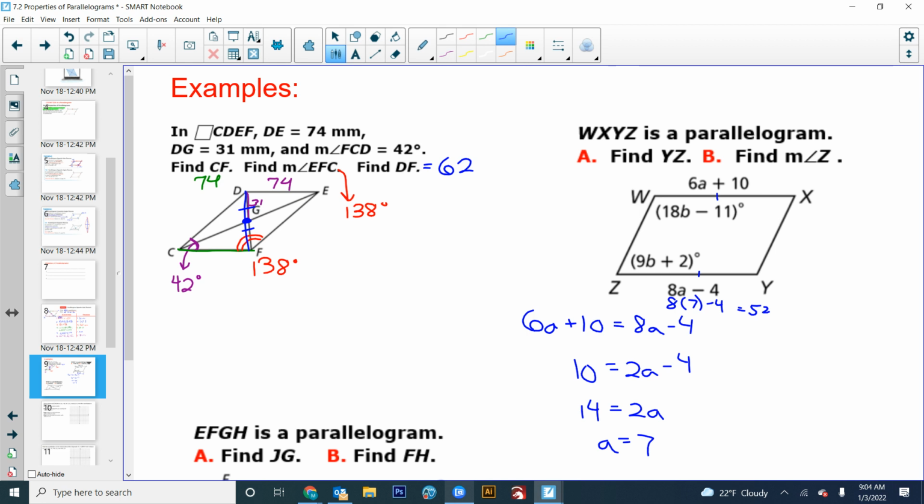52. What's WX? 52, right? Shouldn't even have to hesitate. 52. Opposite sides are congruent. 52.